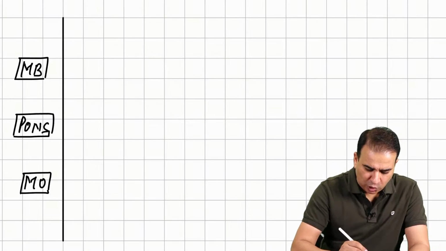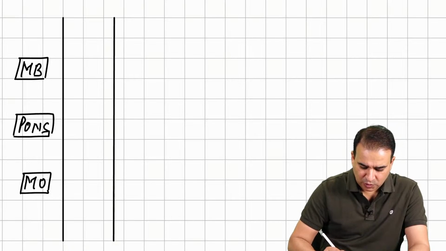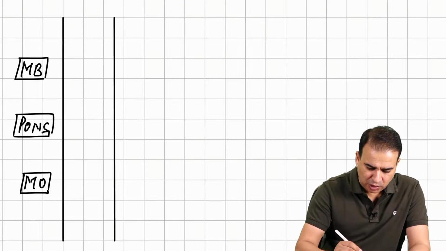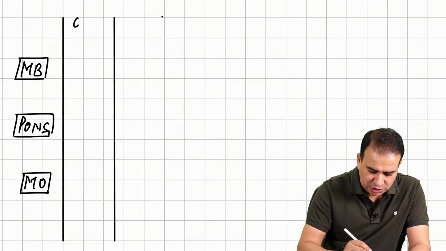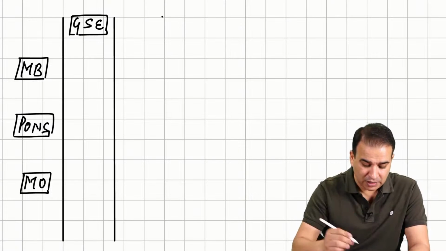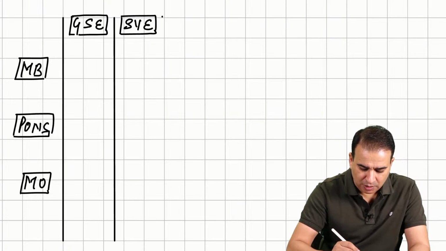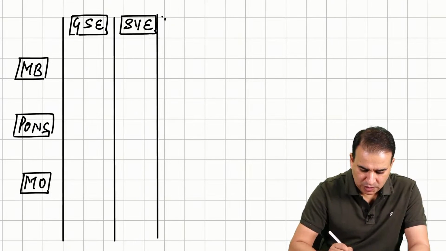And let's place the columns, guys. We know we are starting from medial to lateral. So what is the first column here? That is the GSE column, general somatic efferent. That was the very first, most medial column. The next column is what? SVE. The second column is SVE. Let me just put a line for that also. That is the SVE column.